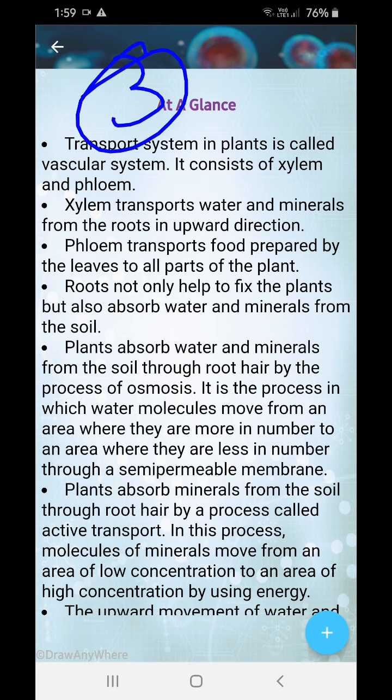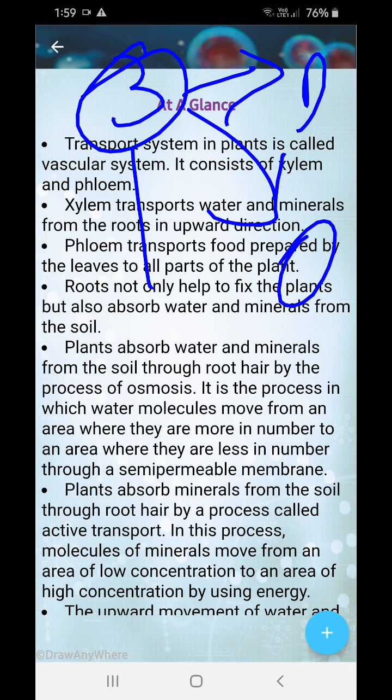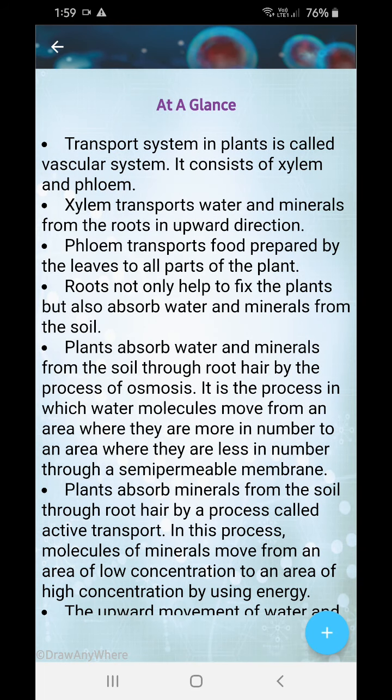Now, transport in plants is characterized by three main processes. What are these three main processes? You have diffusion, osmosis, and active transport. You will come to know about them later. Check the book for your spellings.